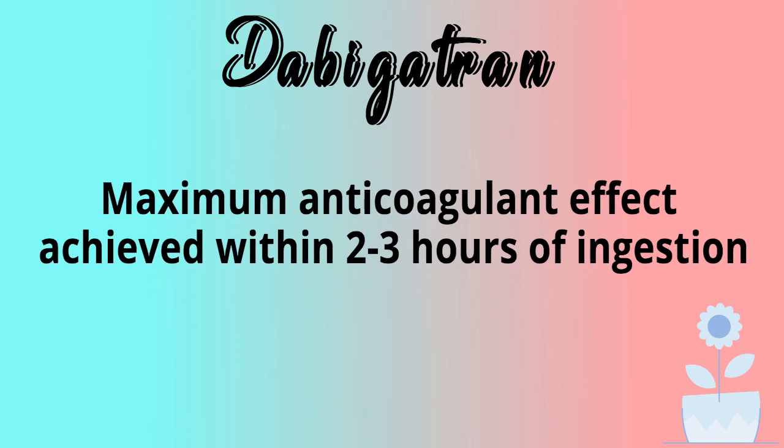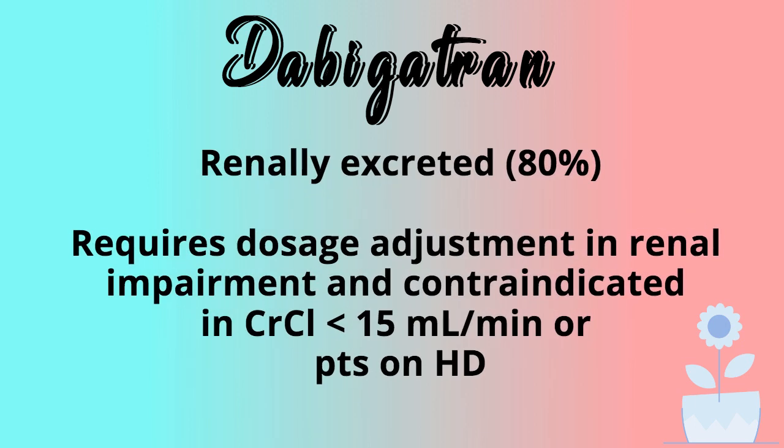The maximum anticoagulation effect is achieved within 2 to 3 hours of ingestion, which is pretty good. The downside, however, for dabigatran is that it is renally excreted, and quite extensively, up to 80%. Therefore, it requires dosage adjustment in patients who have renal impairment, and it is contraindicated in patients who have creatinine clearance less than 15 milliliters per minute or patients who are on hemodialysis.